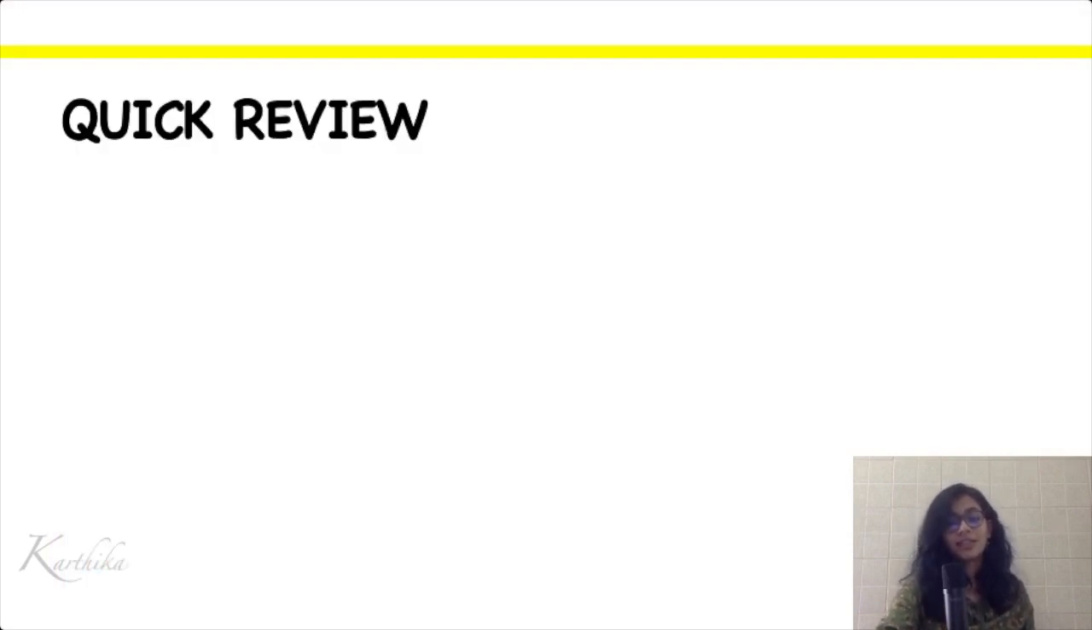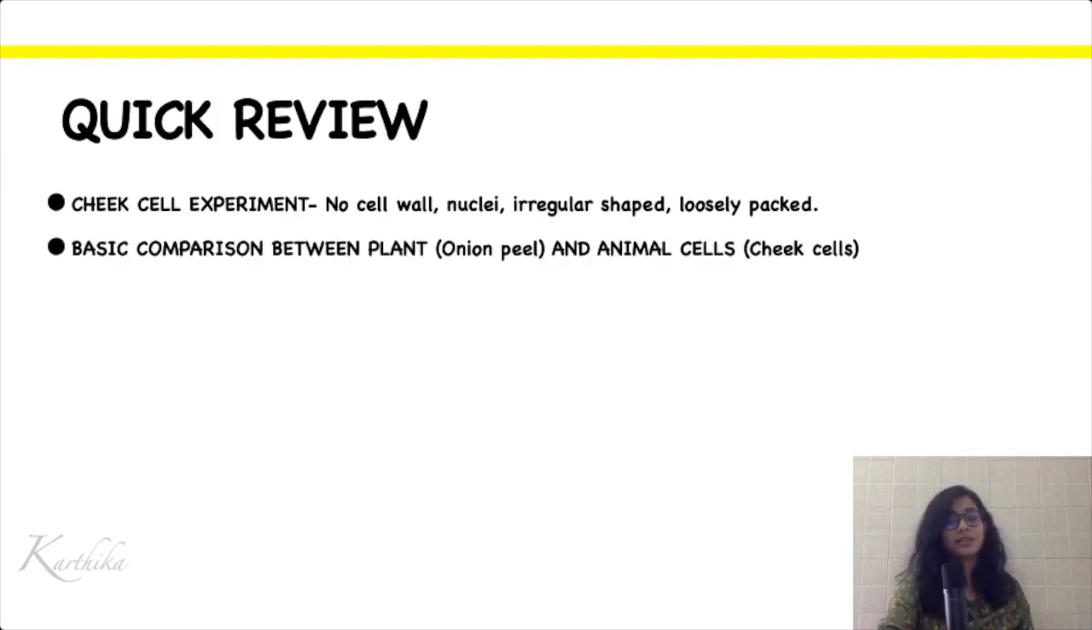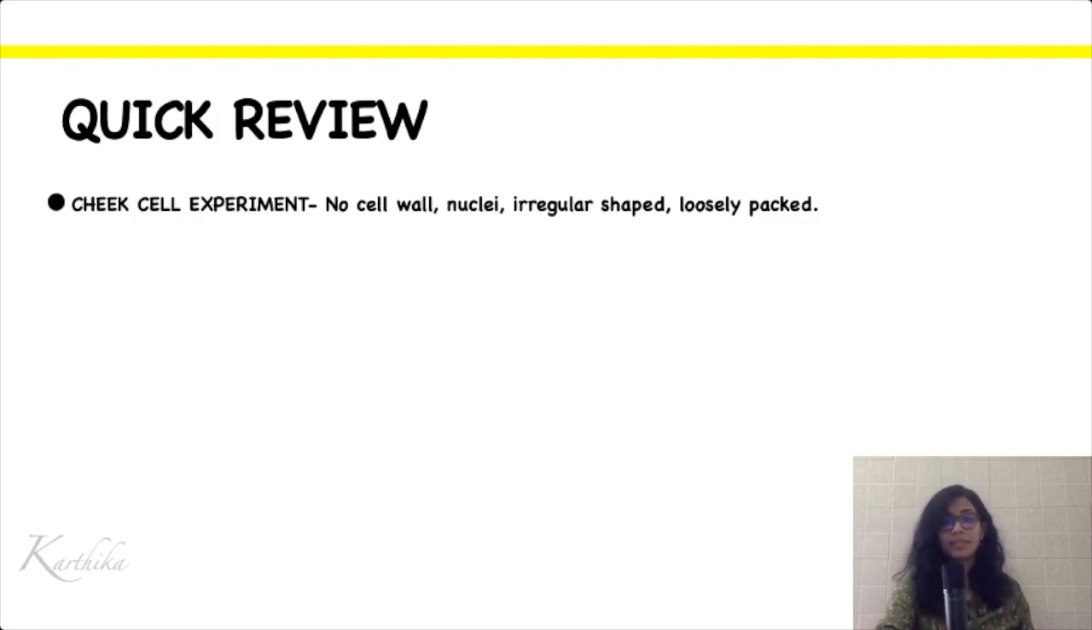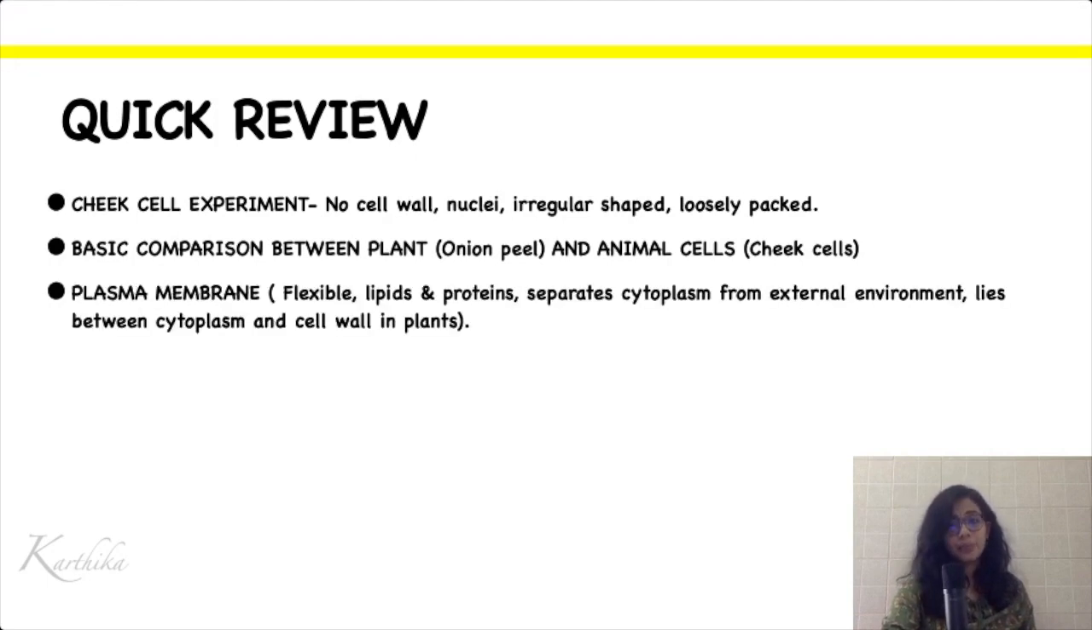Now let's review this whole lesson quickly. First, we saw the cheek cell experiment, and what did we observe? That cheek cells have no cell wall, they have nuclei, they are irregularly shaped and loosely packed. Note that these points are not about all animal cells. Then we did a basic comparison between plant and animal cells. Then we learned in depth about the plasma membrane. We learned that it's flexible, it's made of lipids and proteins, that it separates the cytoplasm from the external environment, and that it lies between the cytoplasm and the cell wall in plants.